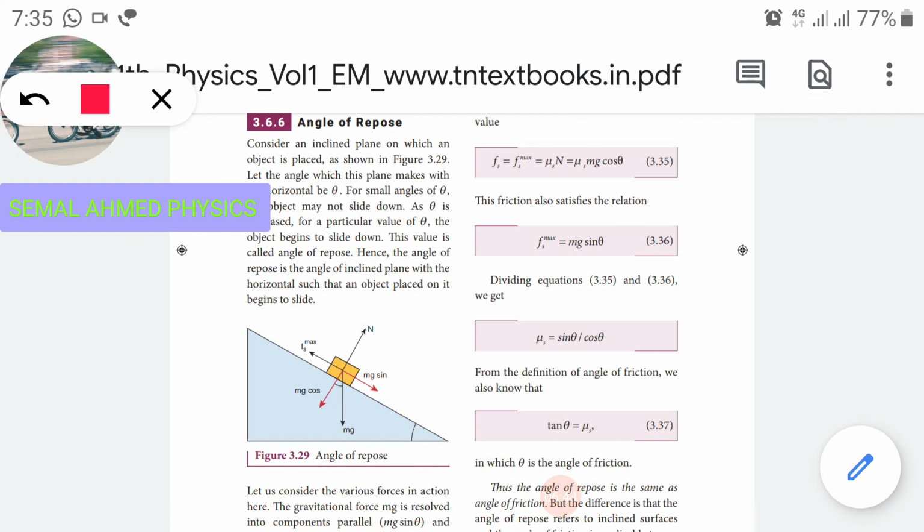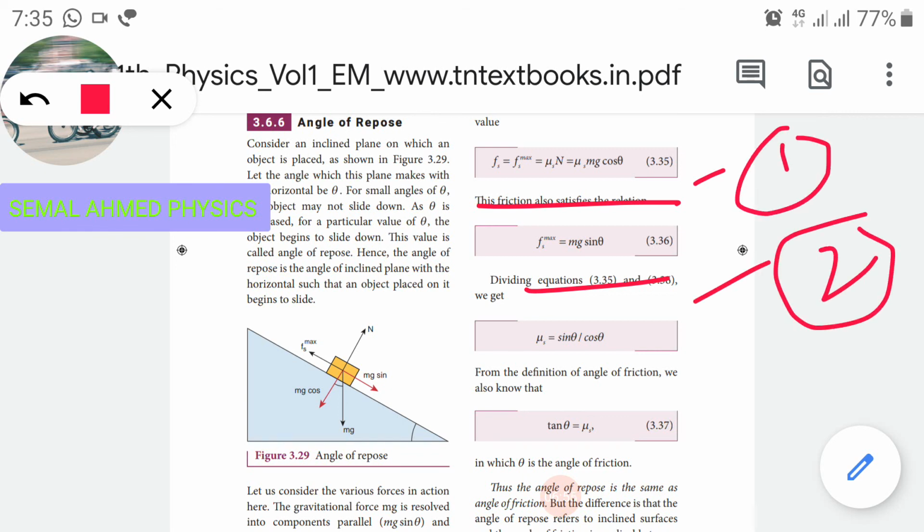So mu s is equal to sin theta by cos theta. We have to divide these two relations: this is taken as the first and this as the second. Both relations are divided here. What will come? Because mg will cancel, mu s is equal to sin theta by cos theta.